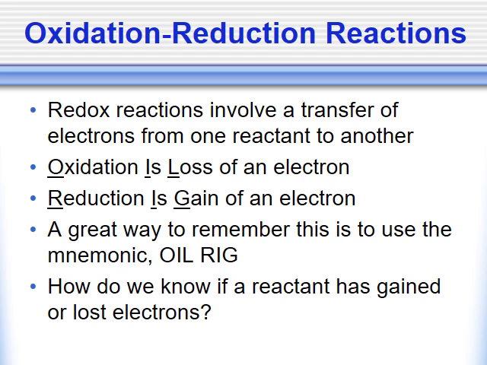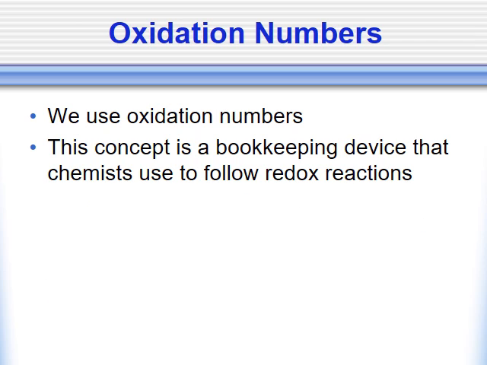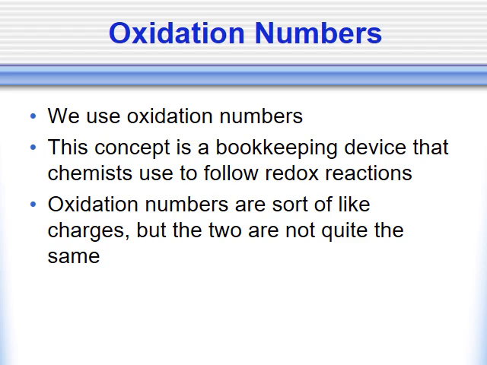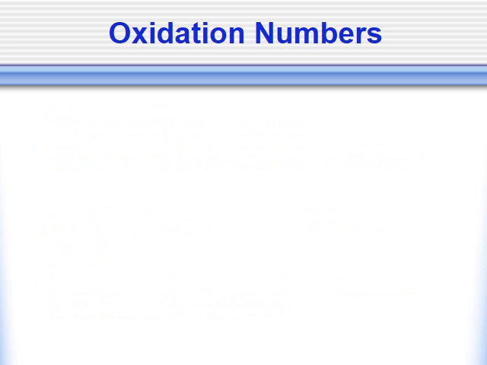So how do we know if a reactant has gained or lost electrons? We use something called oxidation numbers. It's a bookkeeping device that allows us to keep track of which reactants have gained and which have lost. Oxidation numbers are kind of like charges, but the two are not quite the same. Ions have oxidation numbers, but also neutral covalently bonded atoms have oxidation numbers.